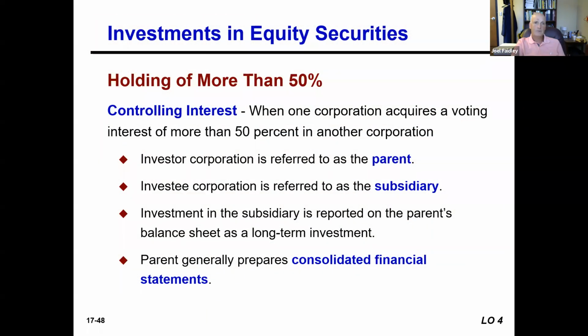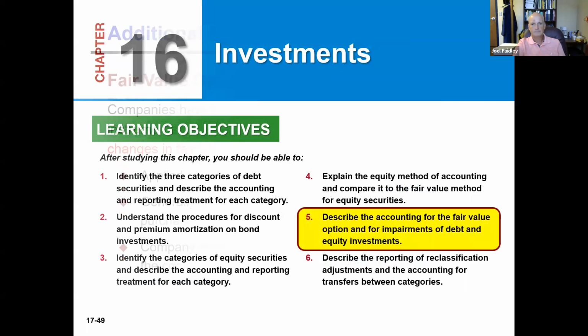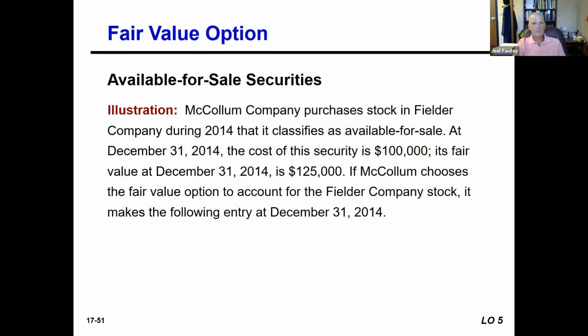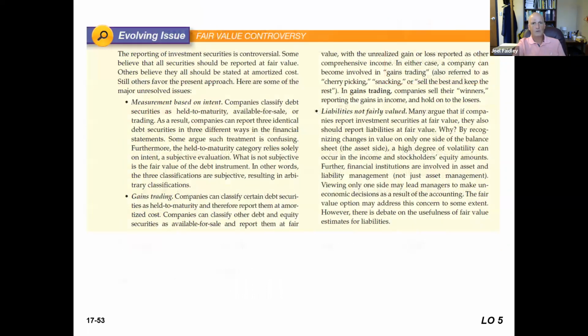All right, more than 50% controlling interest. You have your parent, like an NFS. You got your subsidiary companies underneath that. But you don't have to worry about that till you get to Dr. Freeman's advanced accounting class. I think that is pretty much it. The rest of this is similar. You don't have to worry about it.